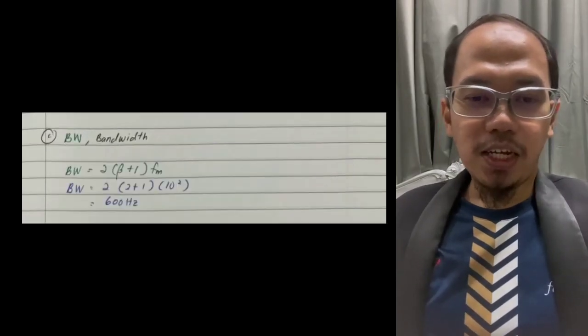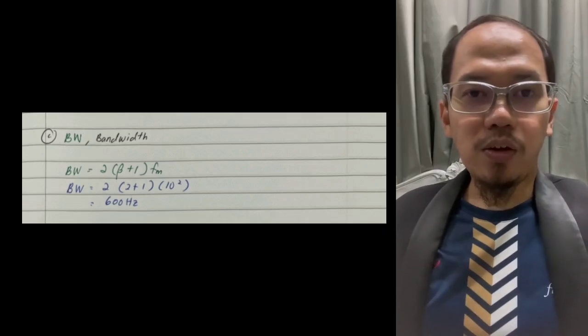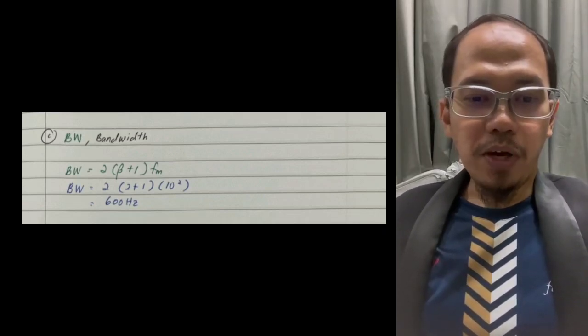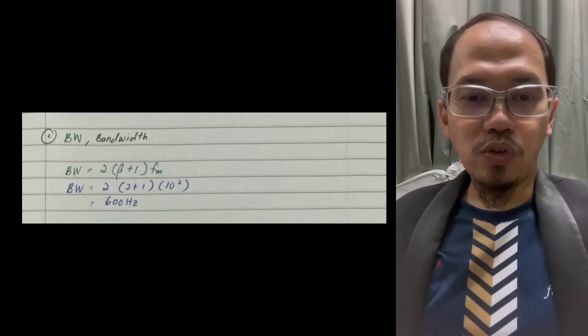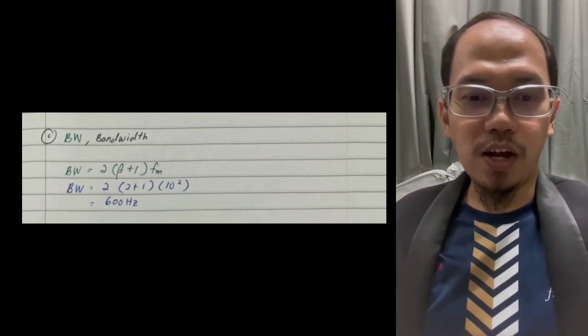So finally, the bandwidth is calculated using Carson's rule. Bandwidth equal 2 times (beta plus 1) times fm. Beta plus 1 equal 3, fm equal 100. So 2 times 3 times 100, bandwidth equal 600 Hz.